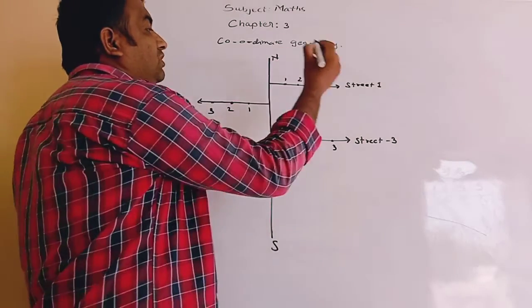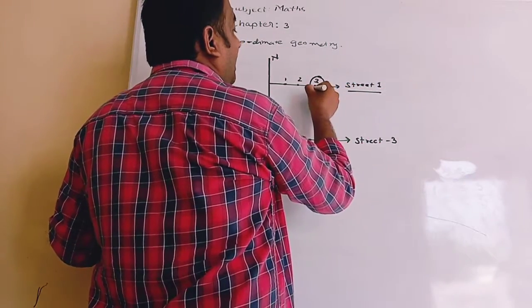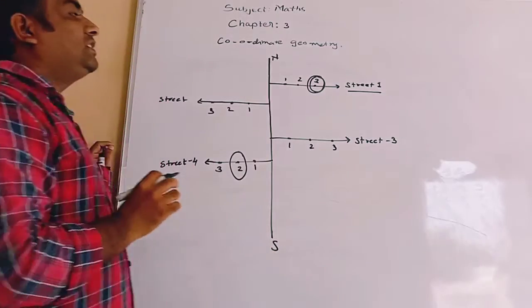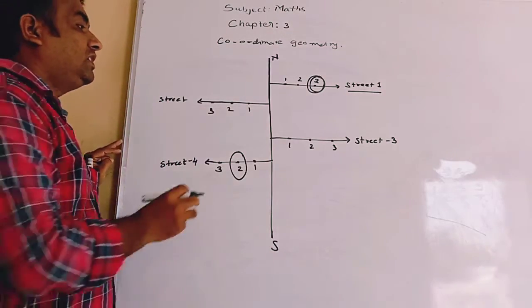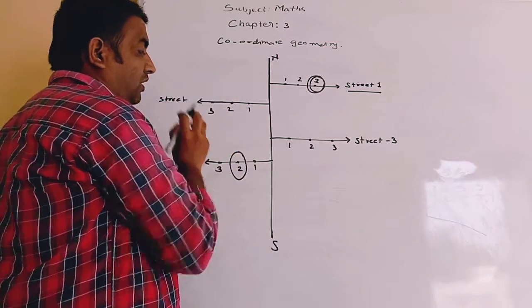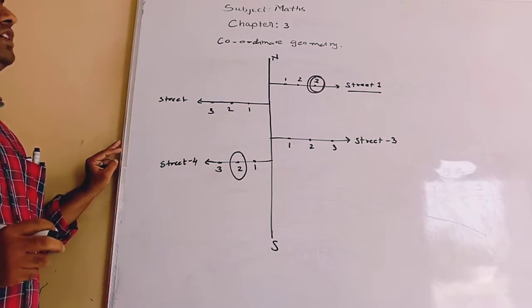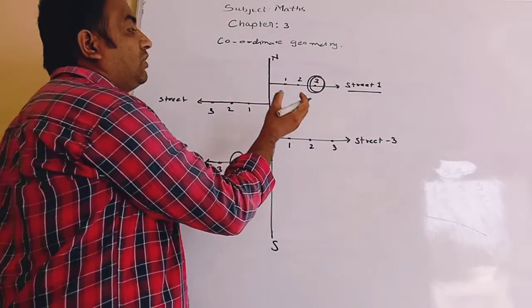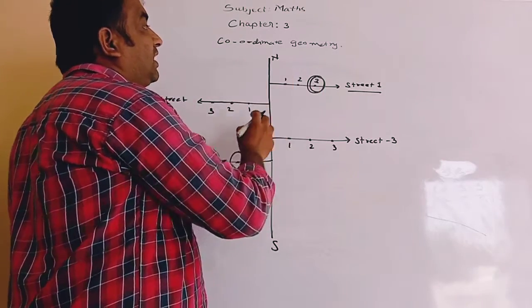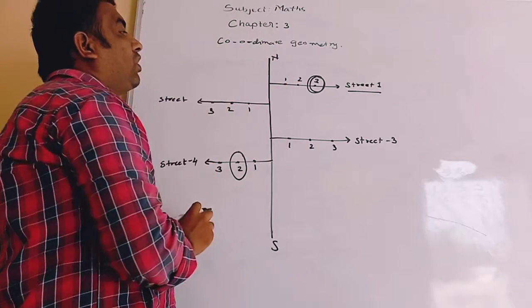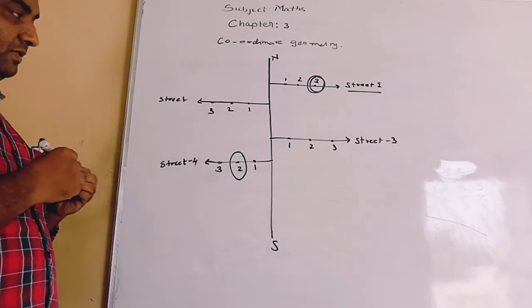So here we are using two things, street 1 and house 3, two things as a reference point. Street 4 and house 2, again two things as a reference point. So wherever two things are useful to locate a place, for that we use coordinate geometry.